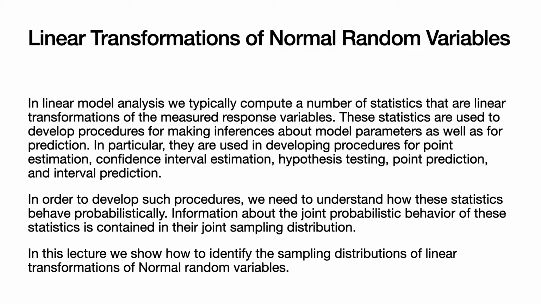In order to develop such procedures, we need to understand how these statistics behave probabilistically. Information about the joint probabilistic behavior of these statistics is contained in their joint sampling distribution. In this lecture, we show how to identify the sampling distributions of linear transformations and linear combinations of normal random variables.